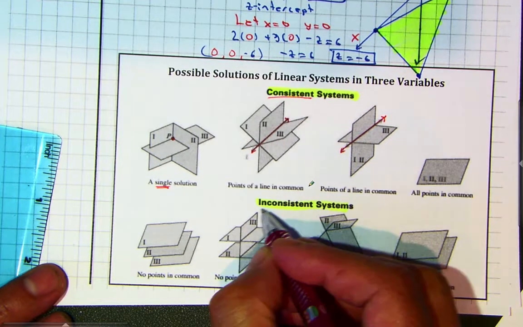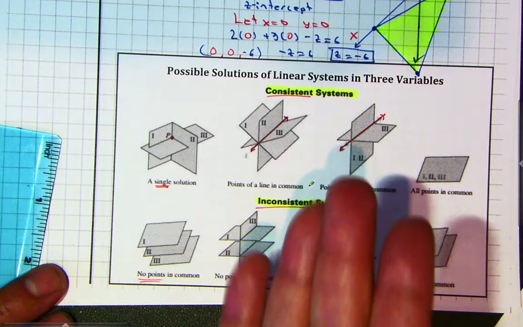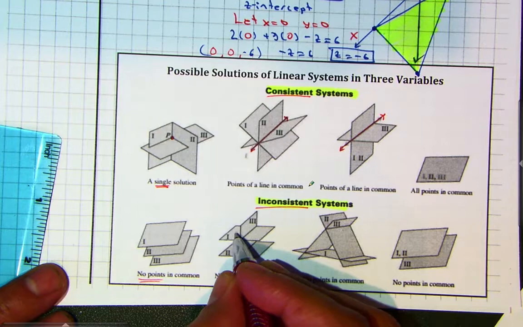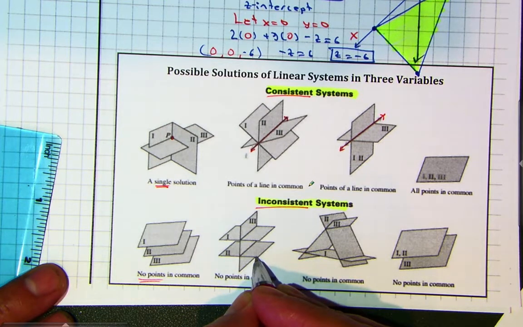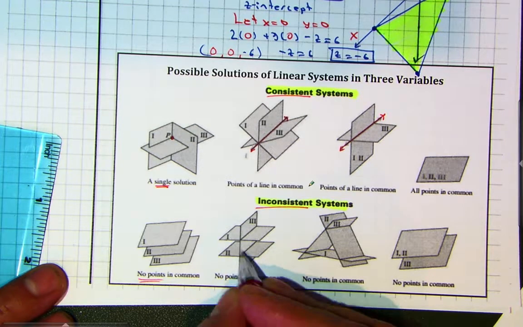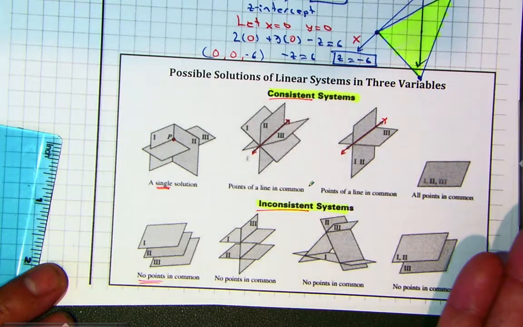Inconsistent systems are when we have no points in common. And we have 4 cases as well. It can be that all 3 planes are stacked on top of each other, so there's no point of intersection. It can be that 2 planes are stacked on top of each other, and then there's one that crosses them. So there's no point where all 3 of the planes cross. We can have it where there's a gap in between, or we can have it where there are 2 planes that are exactly the same, and the third one is stacked right below it or above it.